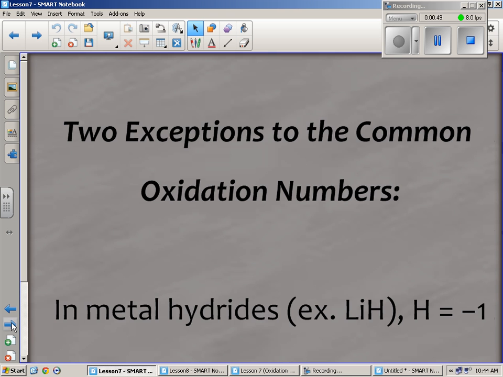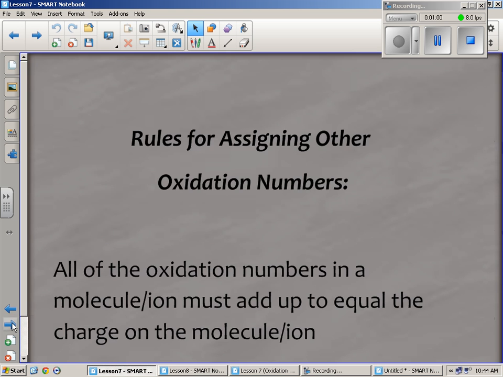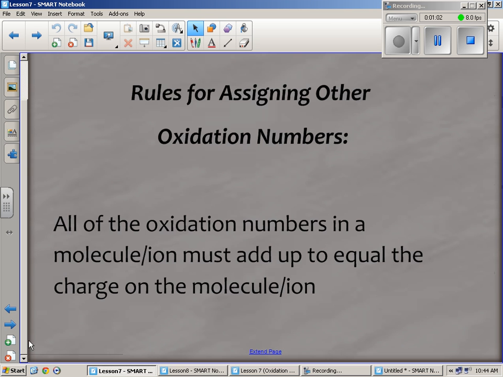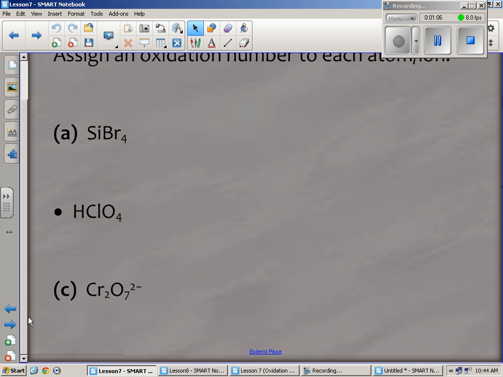Two exceptions, don't forget: metal hydrides, where H is acting as a 1 minus, and peroxides, where the oxygen is a 1 minus. Those are two exceptions you want to know. We talked about how you're going to assign these. Always start with hydrogens or oxygens first, 1 plus for hydrogen, 2 minus for oxygen. Then assign the other numbers.